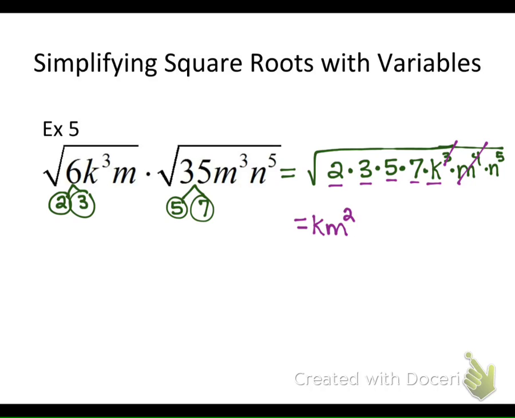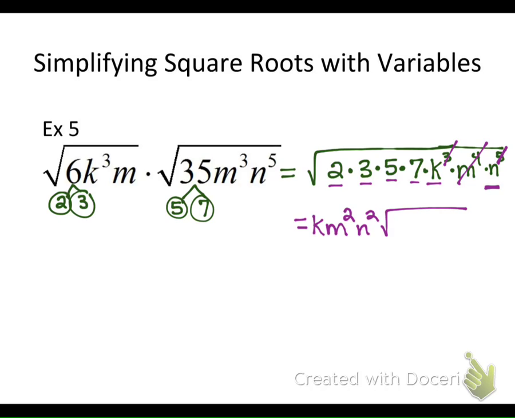Then I'm going to go to n. Odd. It's odd, so that means I'm going to have one n that's going to be left under. Take 1 away from 5, you get 4. And what's half of 4? 2. So n to the second. So that's my coefficient part. Good job keeping up. Now we're going to look at the radicand. So my radicand, I didn't have any numbers that could circle.